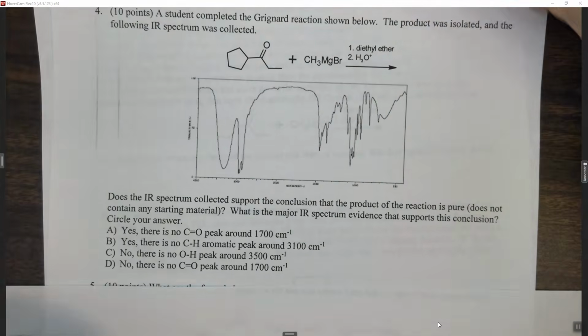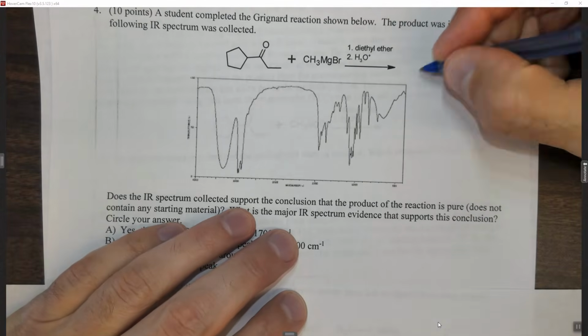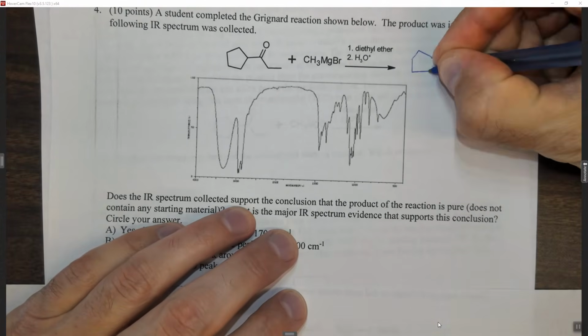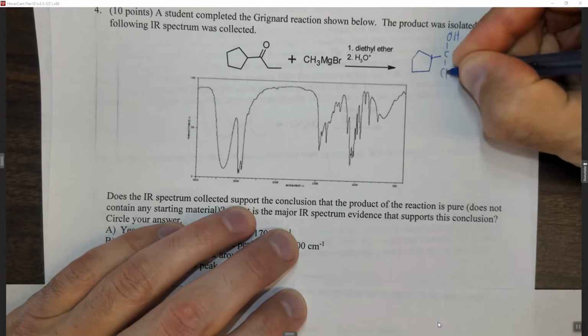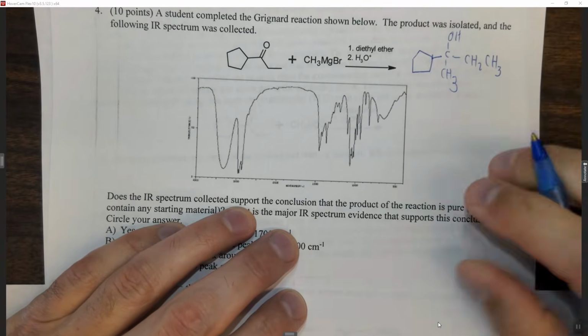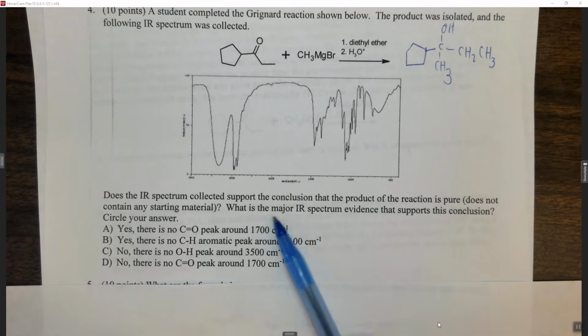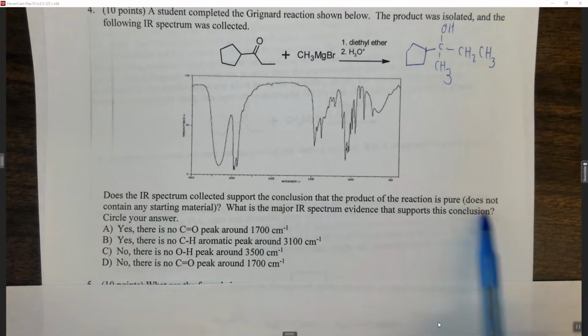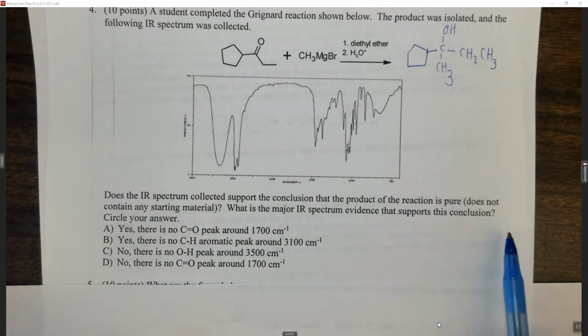All right, question 4 says, a student completed the Grignard reaction shown below. The product was isolated and the following IR spectrum was collected. So just to remind ourselves of what the product is, which we talked about in the previous several questions. This is the product of the reaction, okay? So we get the alcohol. It says, does the IR spectrum collected support the conclusion that the product of this reaction is pure? Does not contain any starting material. What is the major IR spectrum evidence that supports this conclusion?